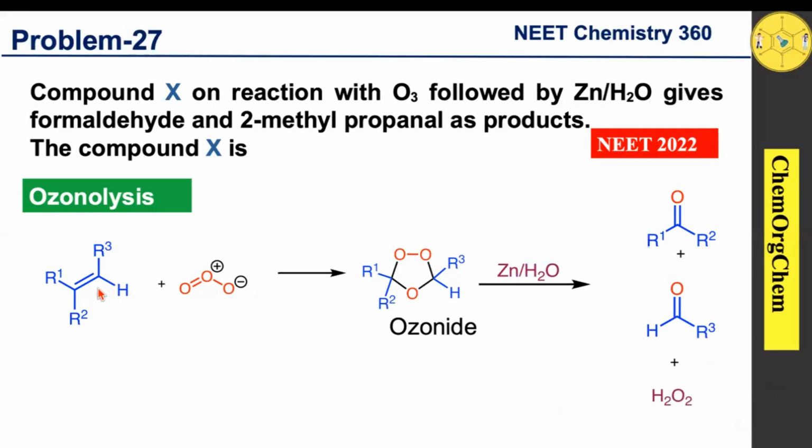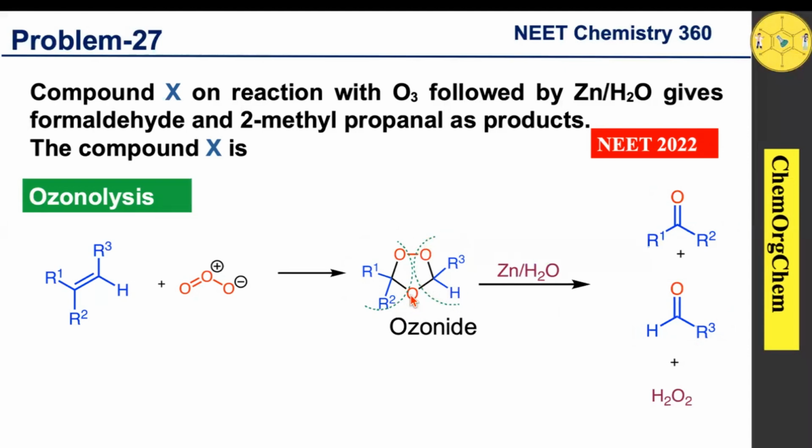peroxide. So here, oxidative cleavage takes place when we use zinc and water. This is usually called a reductive workup. For better understanding, take the ozonide intermediate. Now draw one line that exactly cuts this compound in half, and similarly draw another line like this. Now you see this ketone comes from this half of the ozonide intermediate, and similarly this aldehyde comes from this part of the ozonide intermediate.